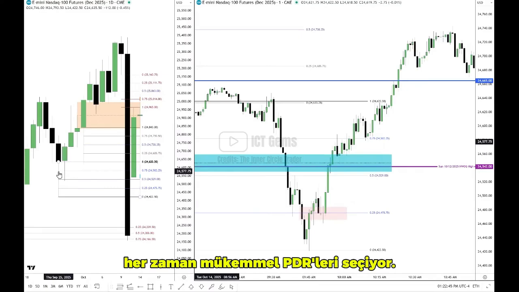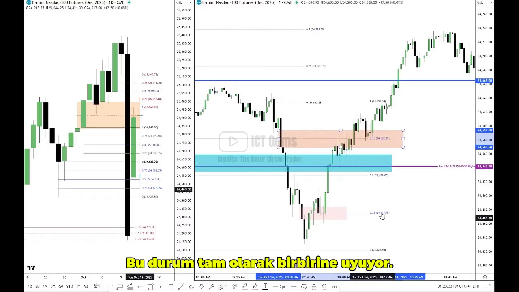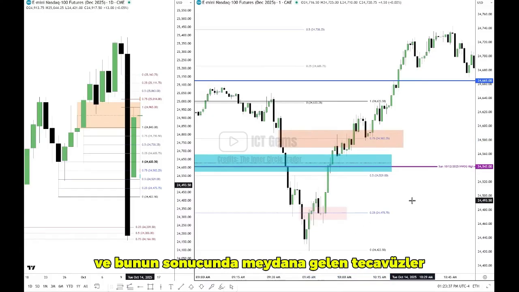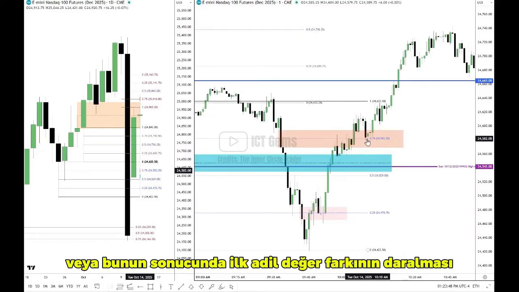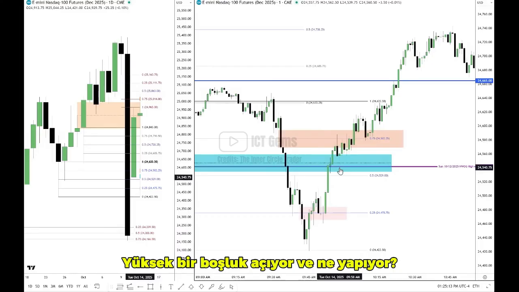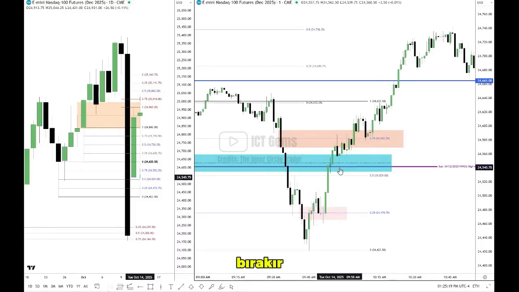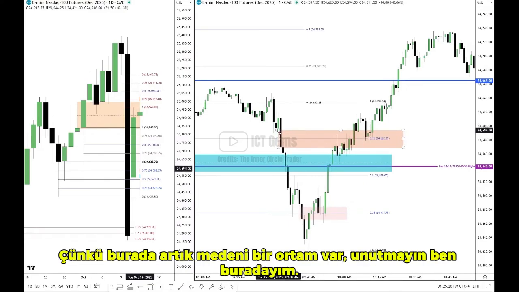ICT cherry picks the perfect PD arrays all the time. You're going to tell me that just so happens to match up with consequent encroachment. And if you don't see it that way, here's your fair value gap laying right on top of the halfway point, or consequent encroachment, of the first present fair value gap. The market goes up and trades right back down to that new week opening gap high and does what? It leaves. And then we get the first present fair value gap. It becomes an inversion fair value gap because it's SIBI here.